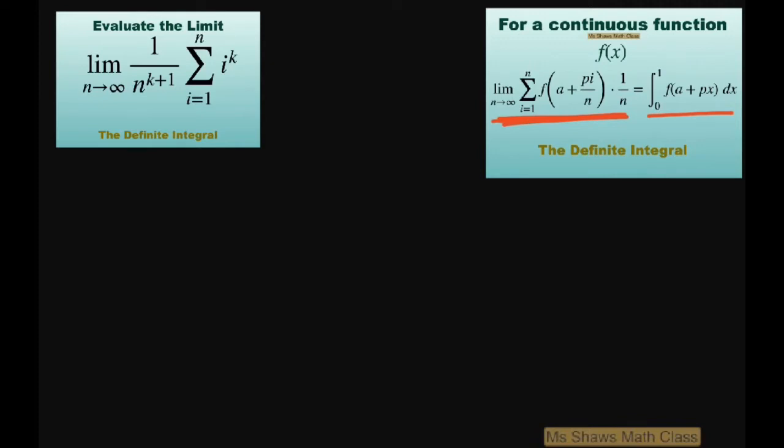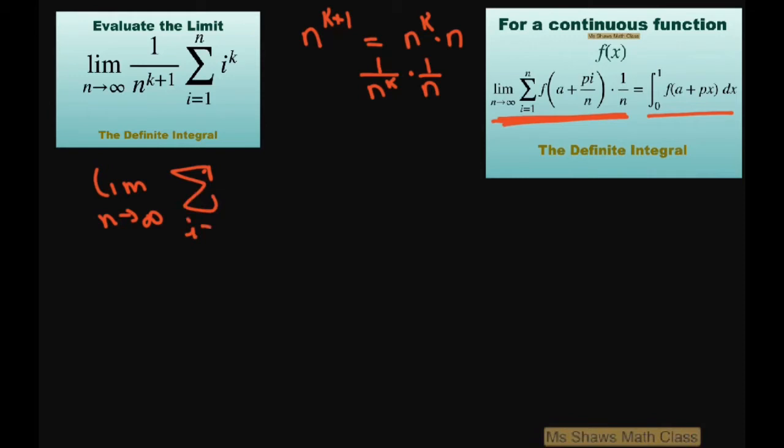To do that, first note that n to the k plus 1 equals n to the k times n. So that's in the denominator. So you'd have 1 divided by n to the k power times 1 divided by n. So I can rewrite this as the limit as n approaches infinity of the sum from i equals 1 to n. Now I'm going to write this 1 divided by n to the power of k. Then we have i to the k power times this part, 1 divided by n.